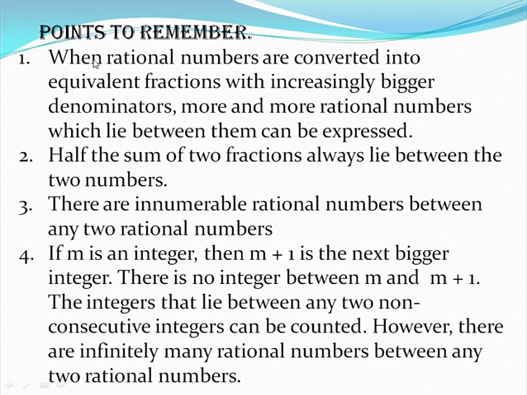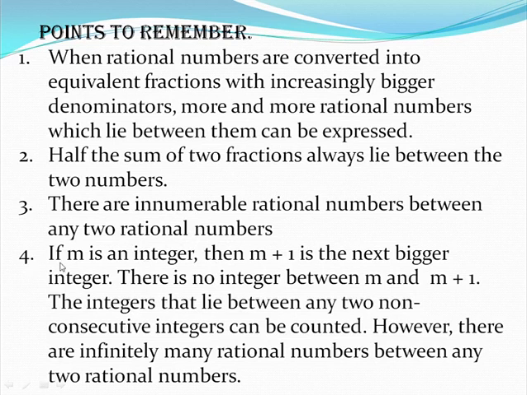So from the above discussion, we have learned that when rational numbers are converted into equivalent fractions with increasingly bigger denominators, more and more rational numbers which lie between them can be expressed. This method we have seen in the first solved example. In the second solved example, we have seen that half the sum of two fractions always lies between the two numbers. Also, we have seen there are innumerable rational numbers between any two rational numbers. That is, we can find infinite rational numbers between any two rational numbers.